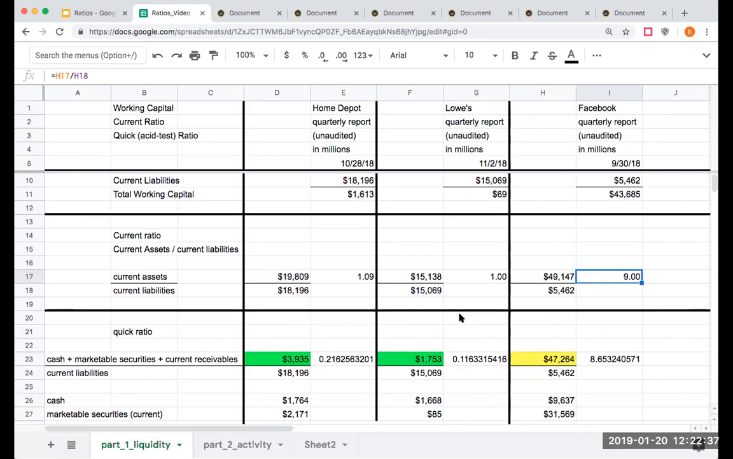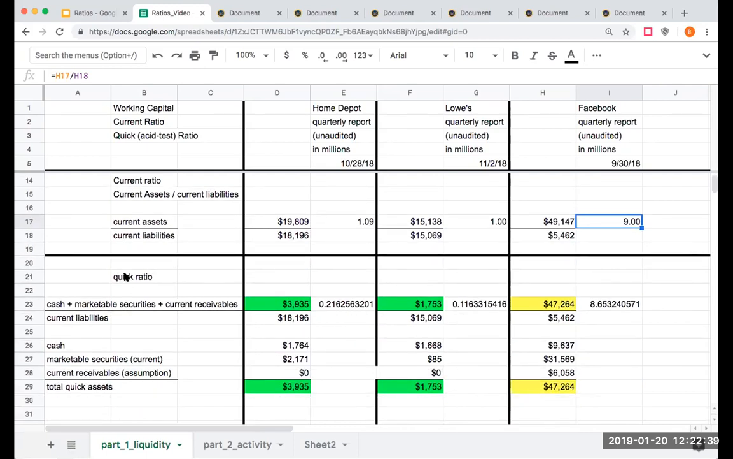The next ratio we're going to look at is something called the quick ratio. What is the difference between the quick ratio and the current ratio? Well, the quick ratio, or what we call the acid test ratio, only takes the most liquid amounts on the balance sheet and considers those for the calculation.